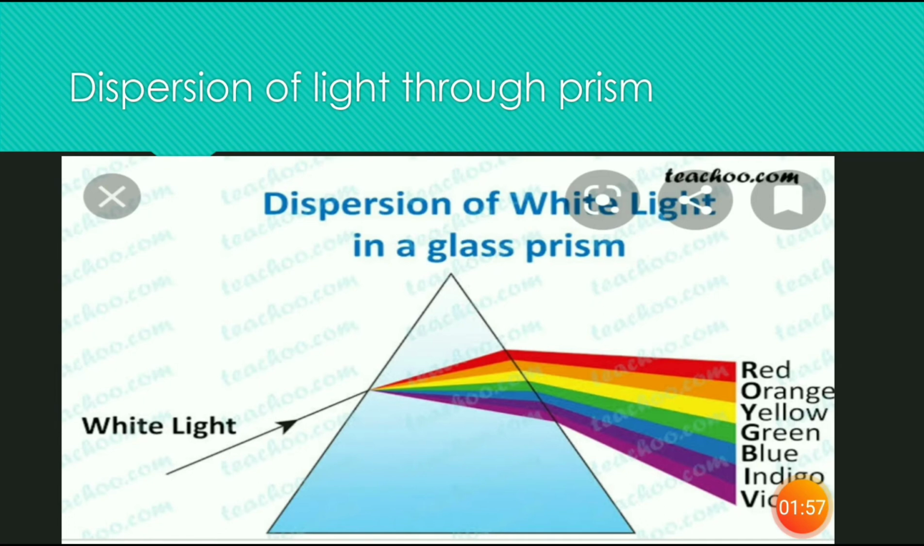This is Newton's experiment. Dispersion of white light in a glass prism. White light is allowed to fall on one face of a prism. It emerges out through the second face in 7 colors with red at the top and violet at the bottom.